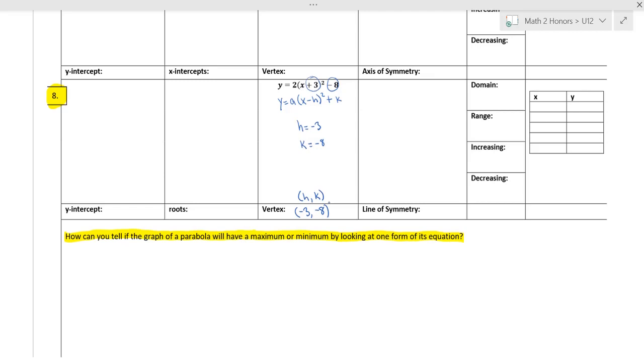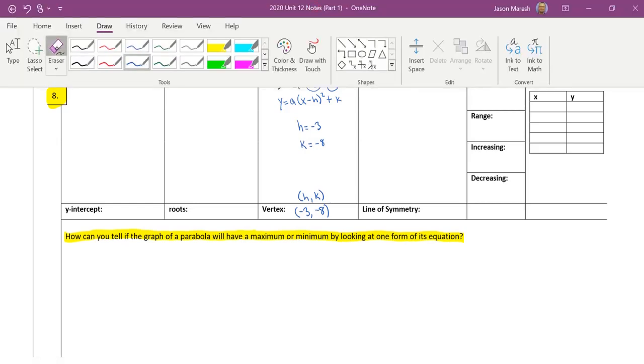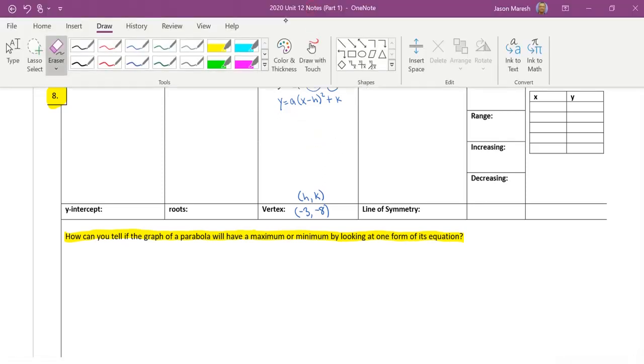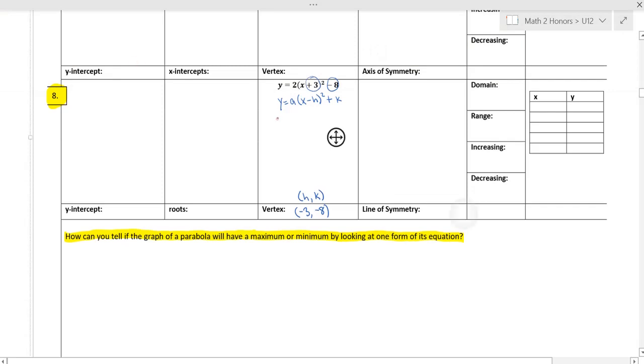Alright, so we have a vertex. We're still in need of some other pieces. If you're given vertex form, you can easily get into standard form just by multiplying everything out. And so that's what I'll do here. I'm going to rewrite the vertex form. y equals 2 times x plus 3 squared minus 8.